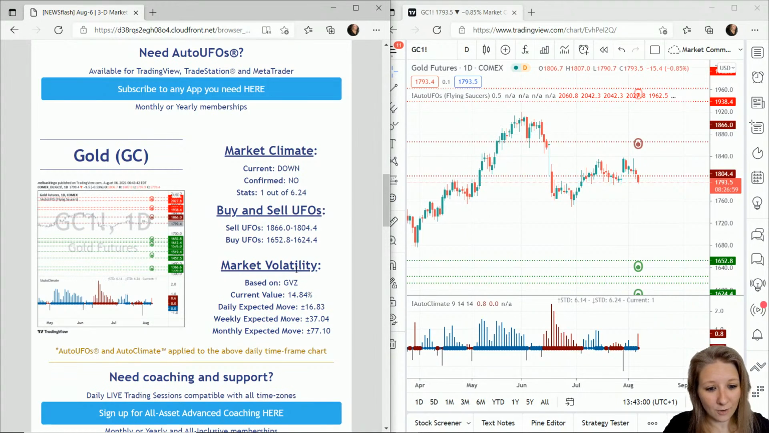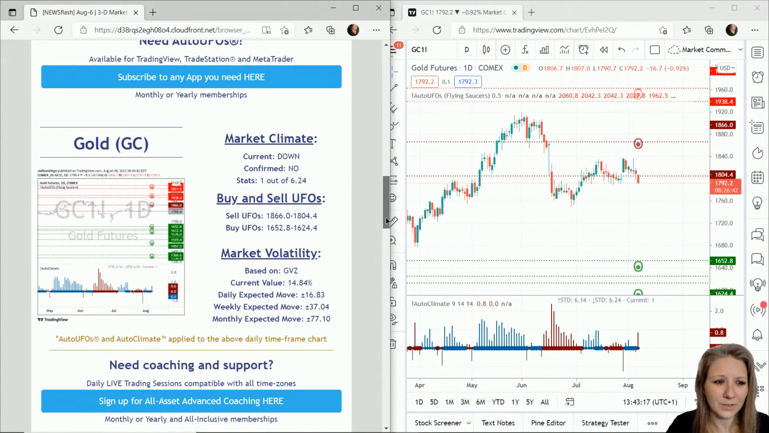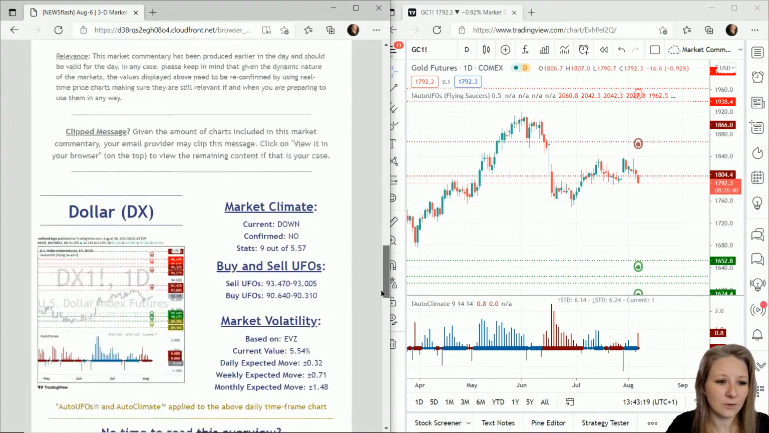With volatility on gold, we would expect movement in 1 year, up or down, of 14.84%, which in 1 day is 16.83 points up or down. In a week, 37.04 points up or down, and in a month, 77.10 points up or down. So that is gold. Moving on to the US dollar.